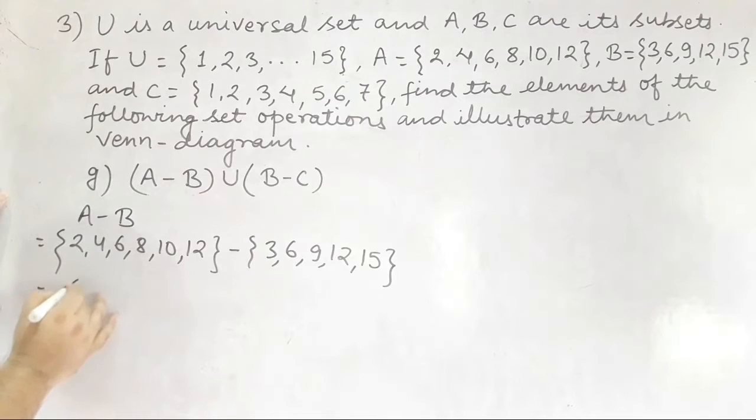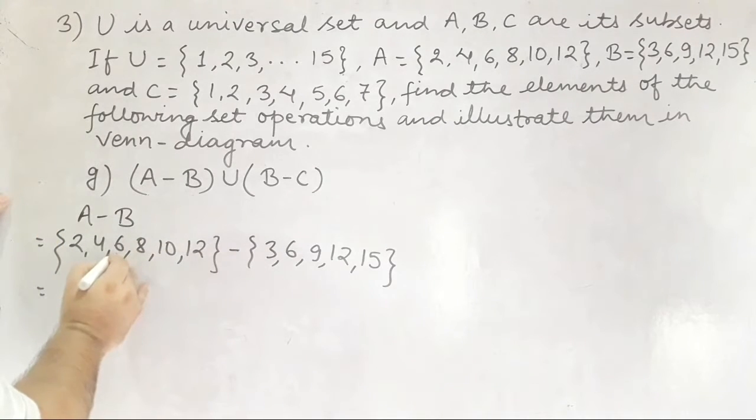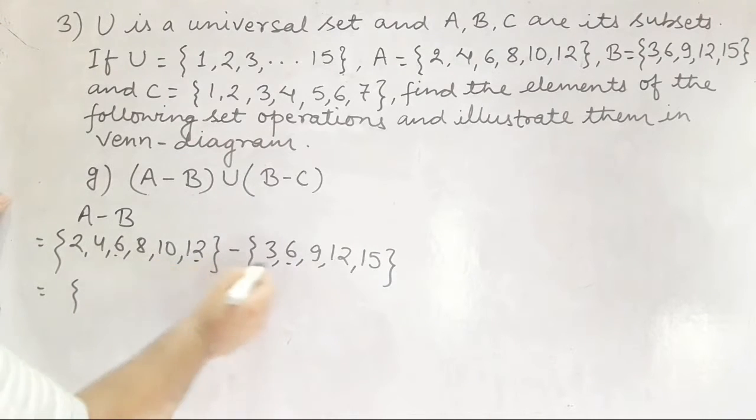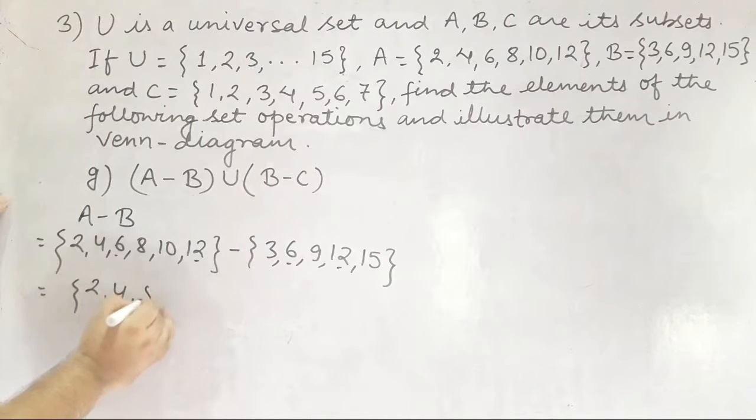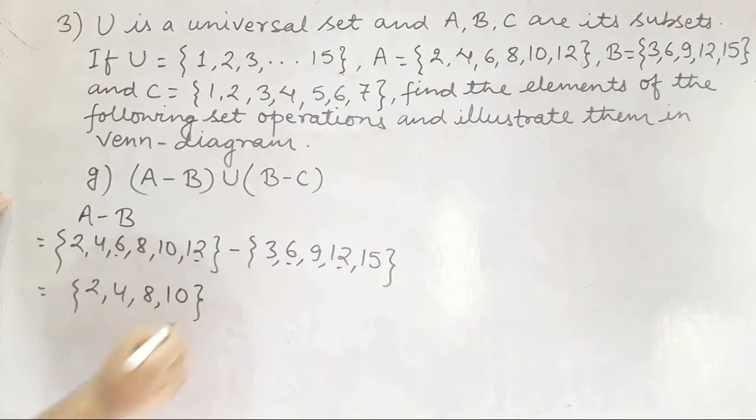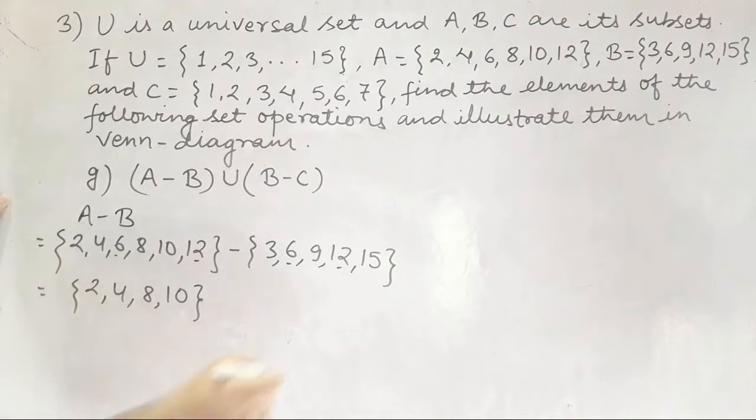Now what shall we do? We shall cancel out the common elements and write down only the elements belonging to set A. Let's see which elements shall be cancelled: 6 and 12. The remaining elements are 2, 4, 8 and 10. These elements belong only to set A, not to set B. So A minus B is the elements 2, 4, 8, 10.